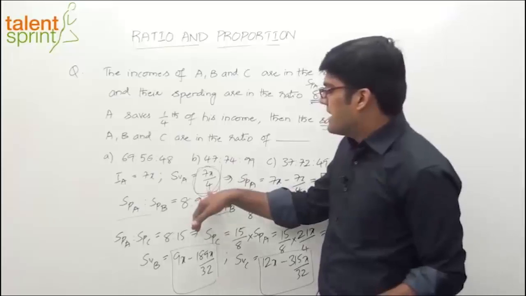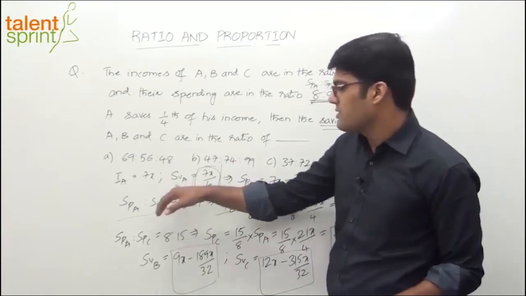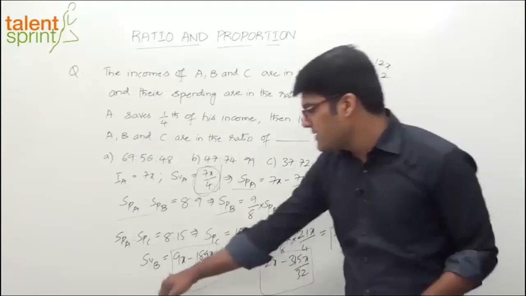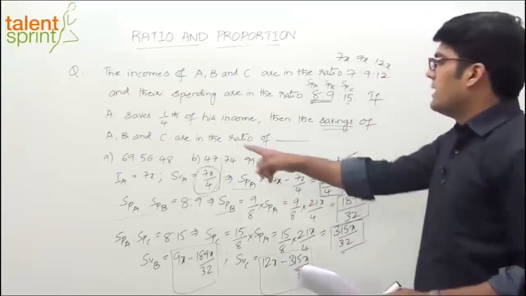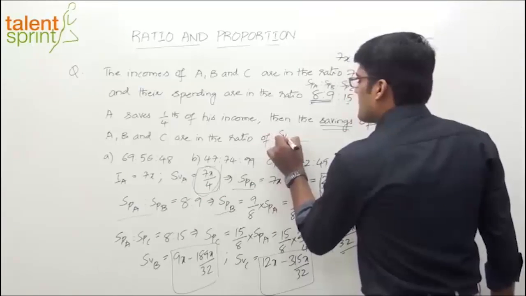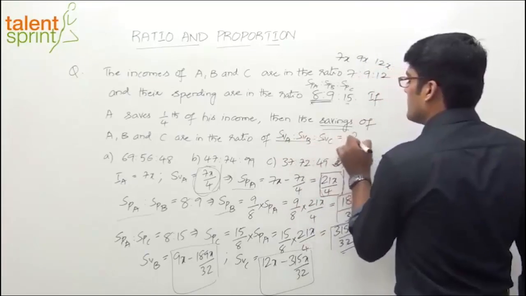See, what do we have to do? In the first step itself, we know that savings of A is 7x by 4. Yes or no? Savings of A is known to us, 7x by 4. We have done all this drama to find out the savings of B and savings of C. Now, savings of A is how much? 7x by 4. What do we need? Savings ratio. So, this is nothing but savings of A is to savings of B is to savings of C is equal to what?